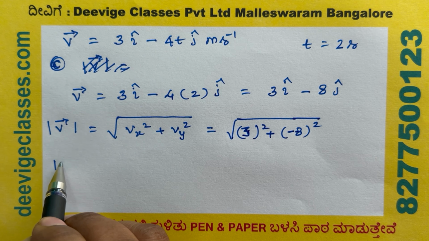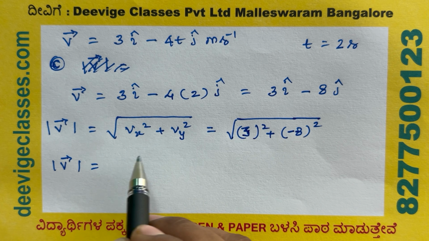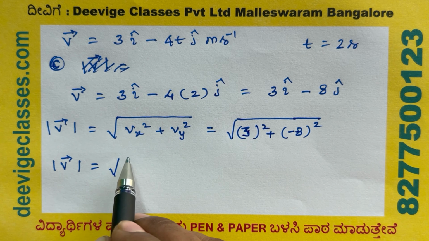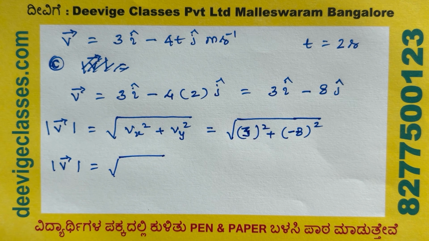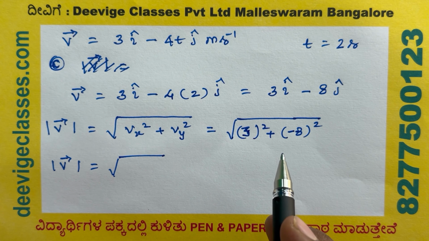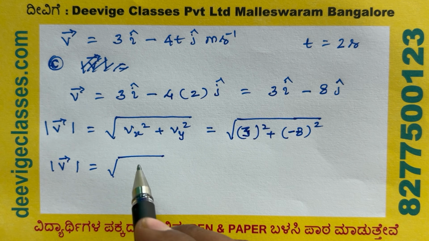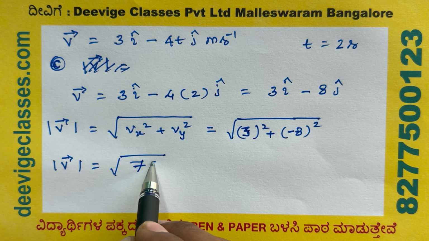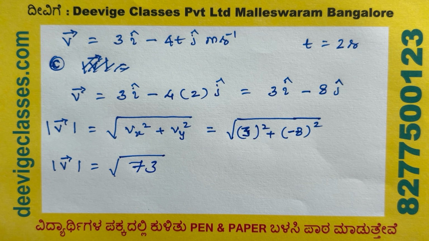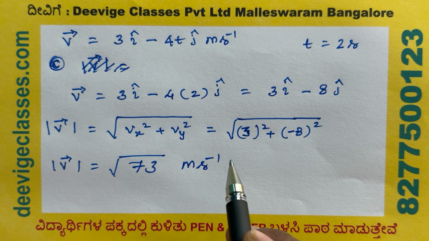So the magnitude of V vector is equal to root of 3 square, which is 9, plus minus 8 whole square, which is 64. So 64 plus 9 is 73. So root 73 is the magnitude of V vector. So you can write here meter per second.